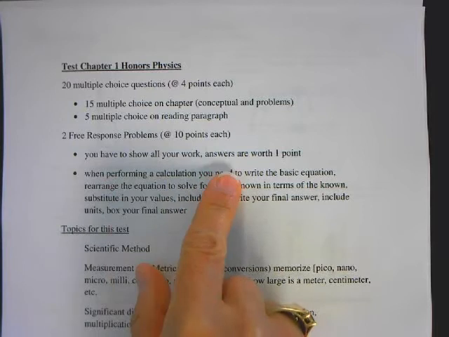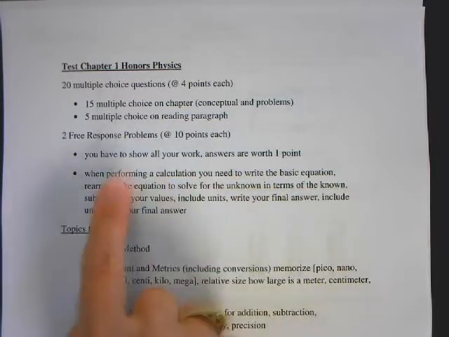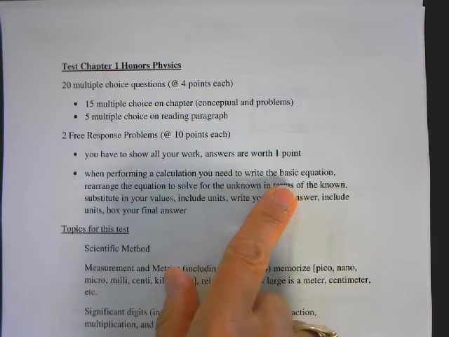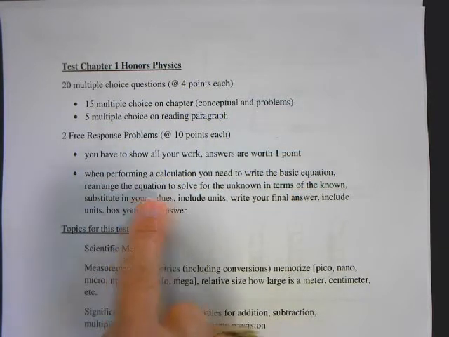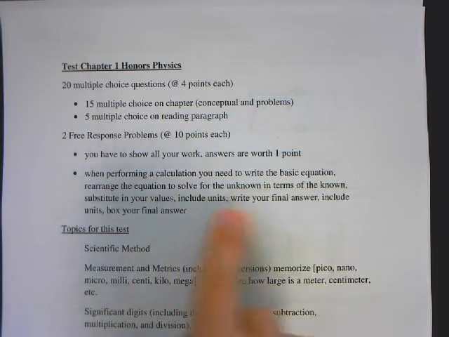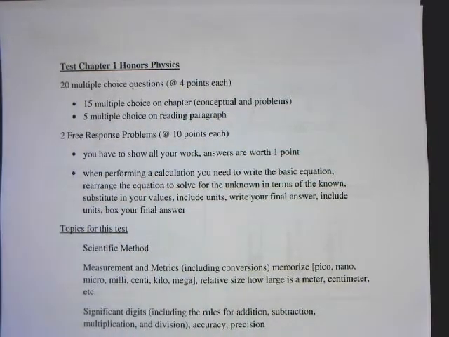So whenever we have an FRQ, if you just wrote an answer, you're going to get 1 point because the answer is only worth a point. You have to show all your work. So again, when performing a calculation, you need to write the basic equation, rearrange the equation to solve for the unknown in terms of the known, substitute in your values, include units, write your final answer, and then box your final answer.